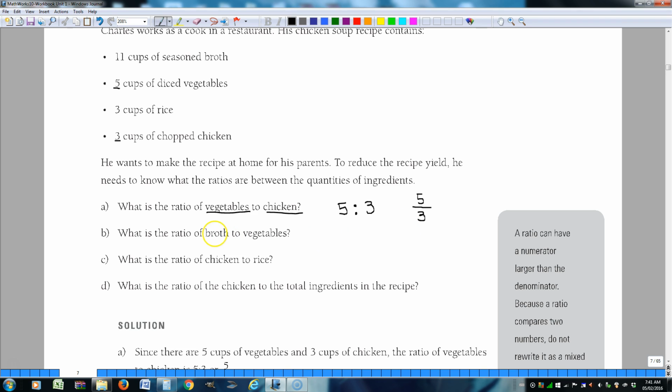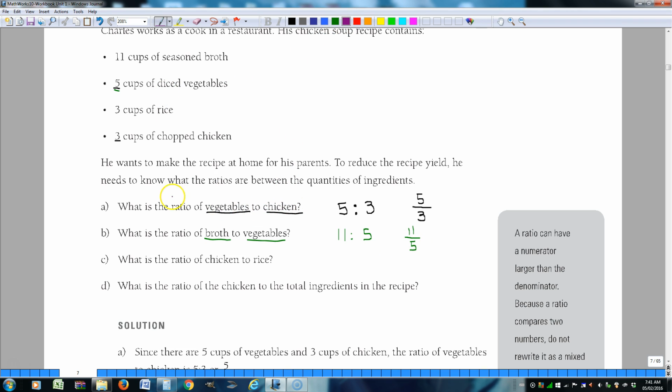All right, what is the ratio of broth to vegetables? They're asking us to look at broth first. The broth is 11 cups, compared to vegetables, which again is 5. So 11 to 5, or 11 compared to 5 if you want to write it as a fraction.